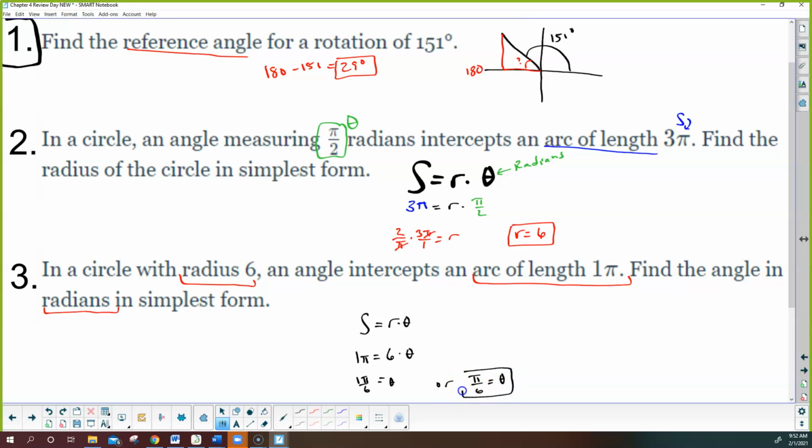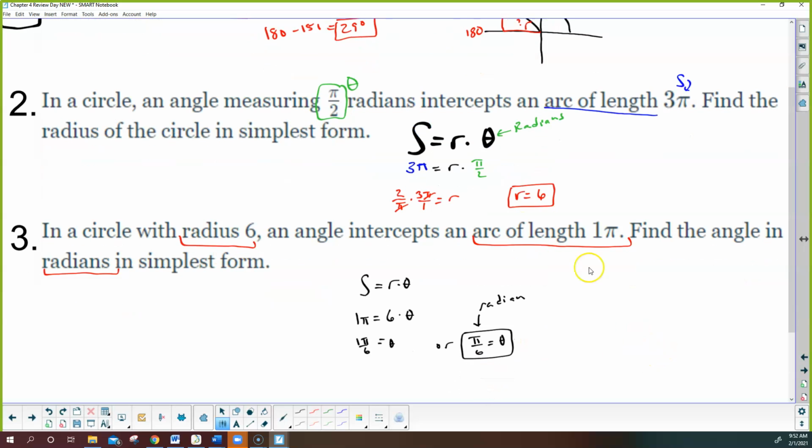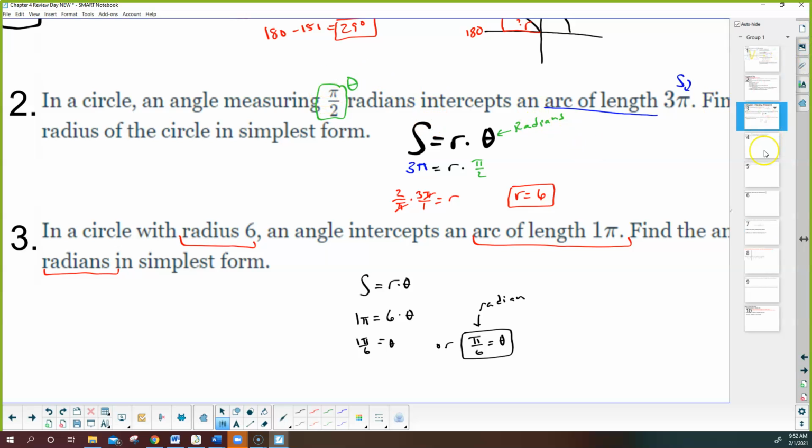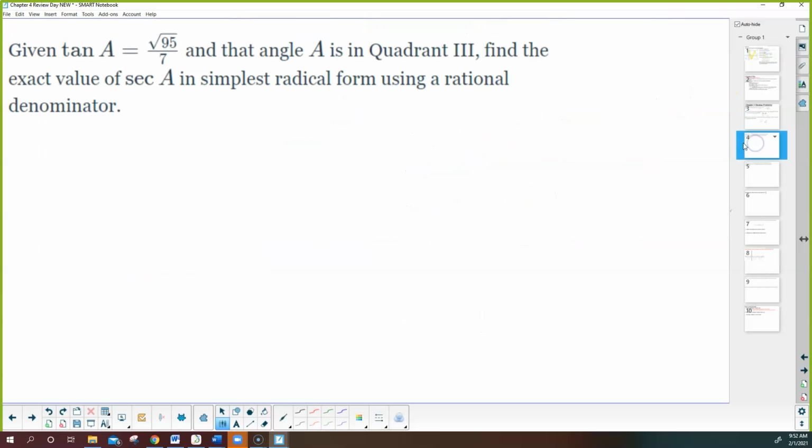We don't need the 1 up there. And notice that is in radians, so we're happy with that. Okay, so right there, that's just arc length. Remember, the big thing is theta always has to be in radians. If they gave it to us in degrees, convert it into radians first before you work with the formula.